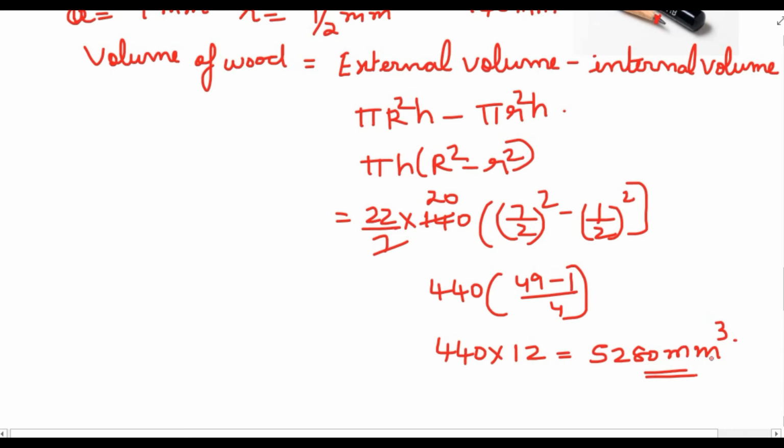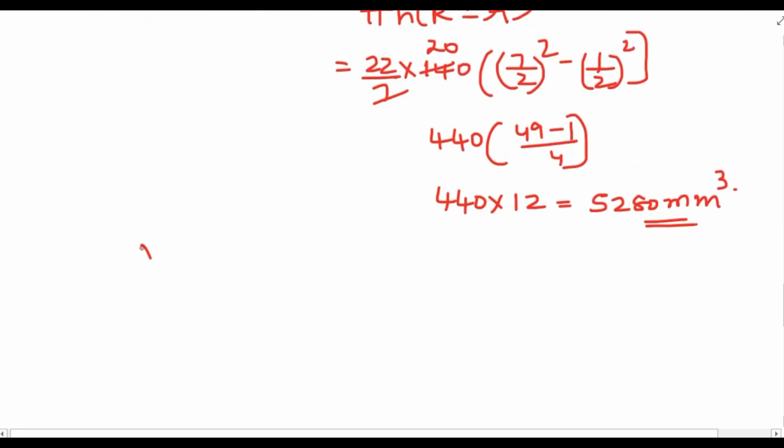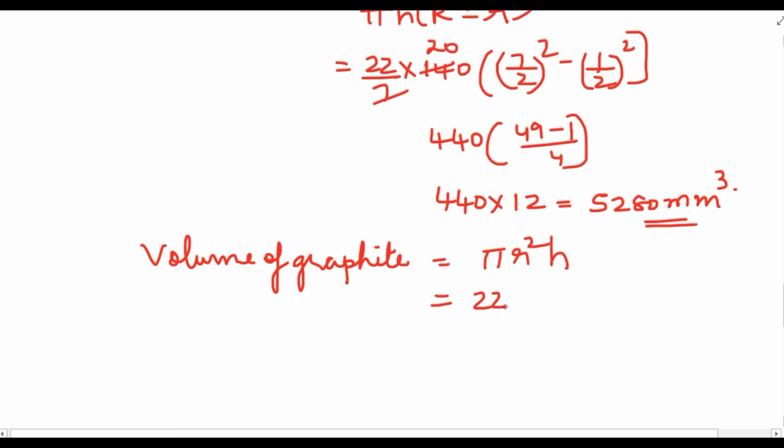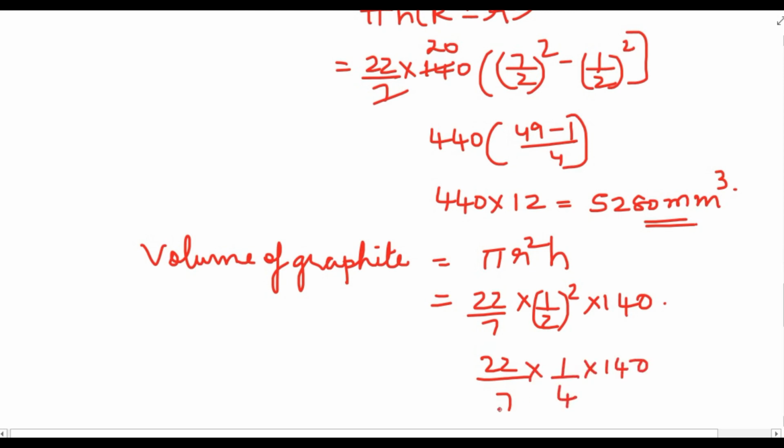Next we need to find the volume of graphite. So volume of graphite will be pi r square h. Volume of graphite, that means the lead, is pi r square h, which is equal to 22/7. Radius is half, squared, and height is 140 millimeter. Again 22/7 into 1/4 into 140. When you cancel 20, then you can cancel 5. So 22 into 5 is 110 millimeter cube.